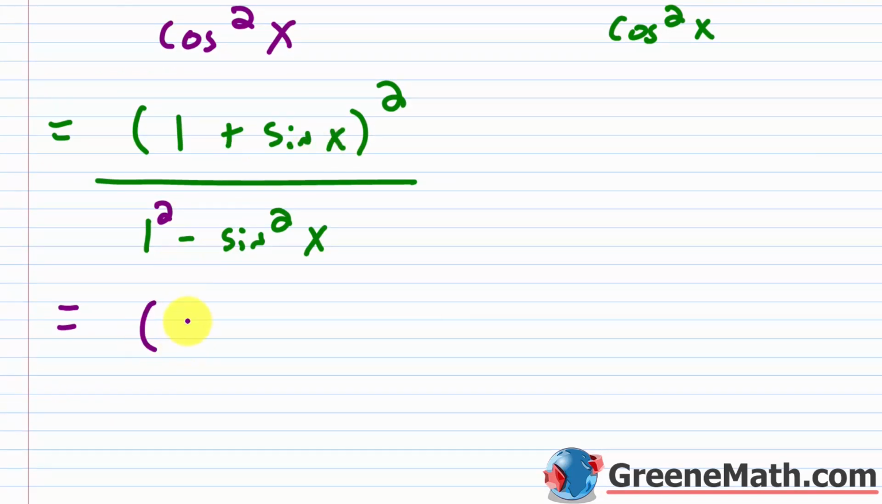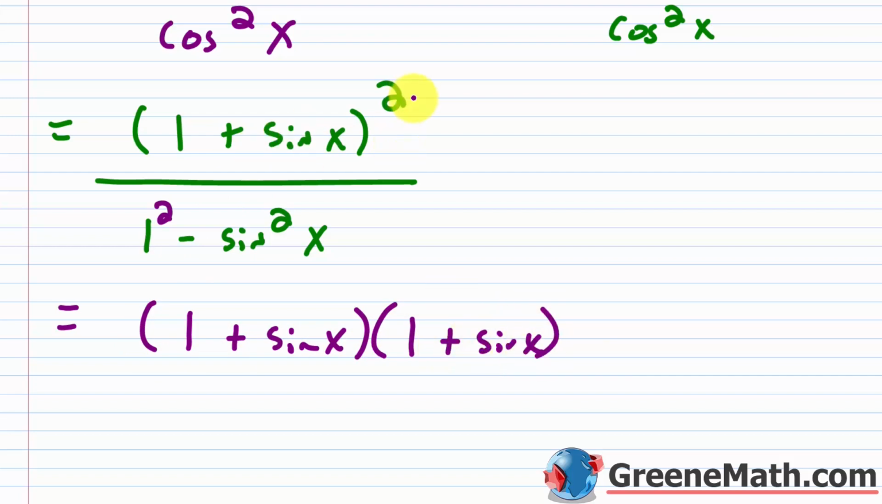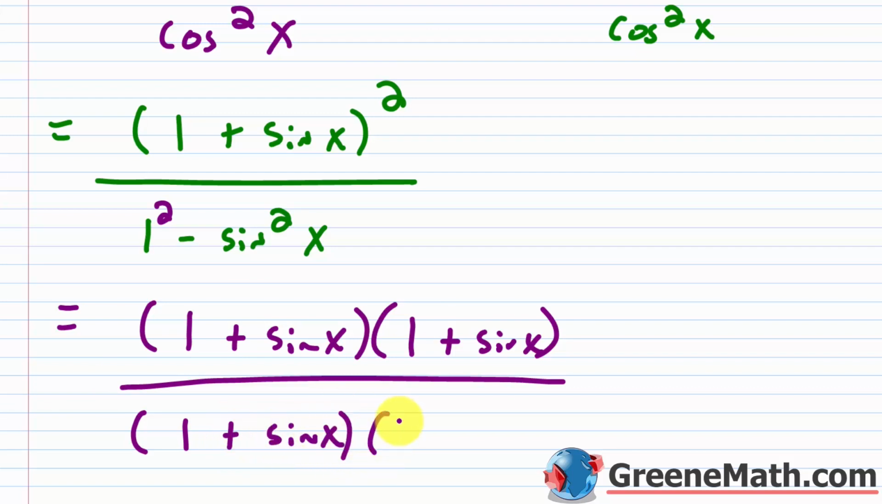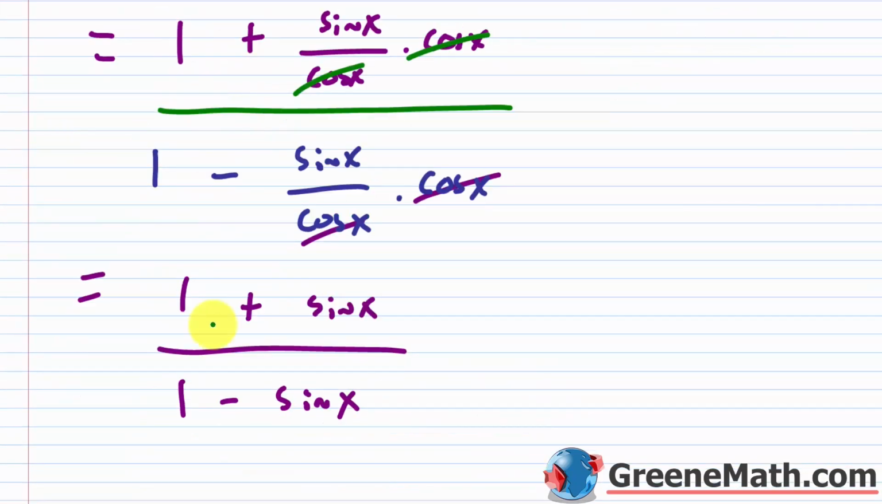So first, let's go ahead and write this as 1 plus sine of x times 1 plus sine of x. Okay, so I'm just expanding this. Nothing illegal about that. I have an exponent of 2 there, so I'm allowed to do that. Then down here, I'm going to factor this as 1 plus sine of x times 1 minus sine of x. And now it is completely clear what I'm doing. So this cancels with this, and I have 1 plus sine of x over 1 minus sine of x. Again, if we go back, what did we have here for our left-hand side when we worked it? 1 plus sine of x over 1 minus sine of x.